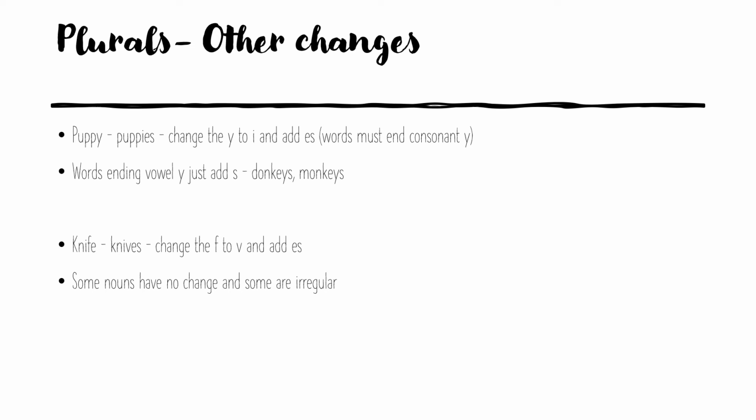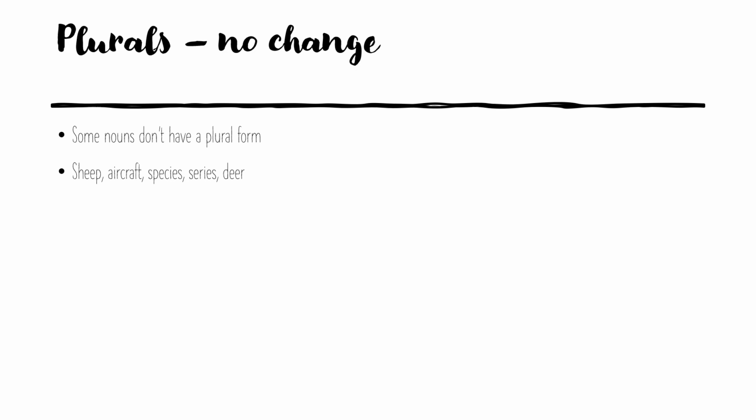And some nouns there have no change and some are irregular. So some nouns just don't have a plural form. One sheep, lots of sheep. We don't say sheeps. Aircraft, species, series, deer, one deer, lots of deer.